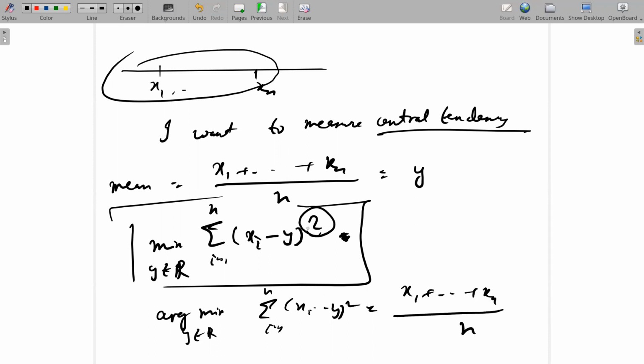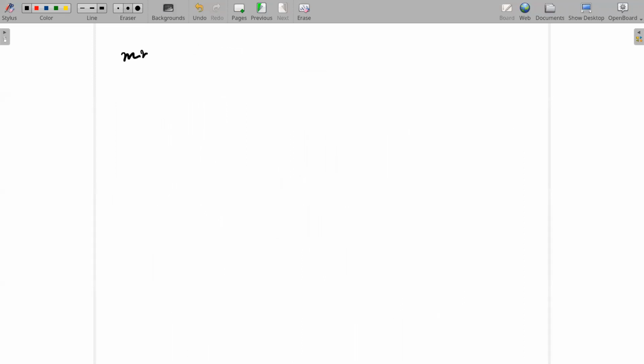Now, I could always have written it as an L2 norm kind of thing, but the square root doesn't matter when I'm trying to minimize. So if, as a measure of central tendency, I'm using the L2 norm, then the best approximating number is the mean. If I use the L1 norm, so maybe you can think about this: the argmin of the sum over i equals 1 to n of the absolute value of xi minus y, instead of taking the square, I'm taking the L1 norm. Then this argmin is actually the median.